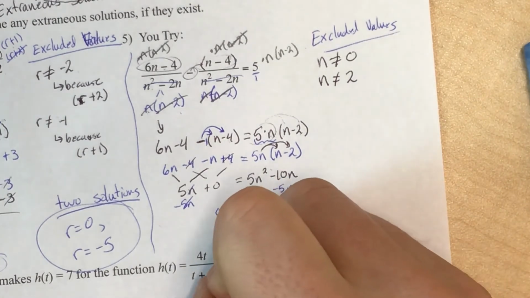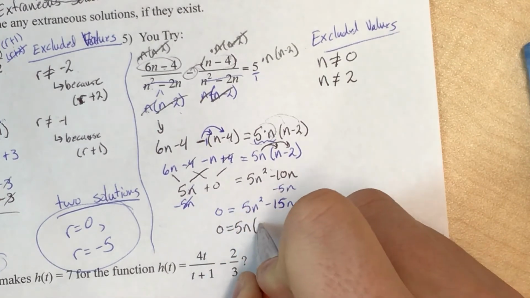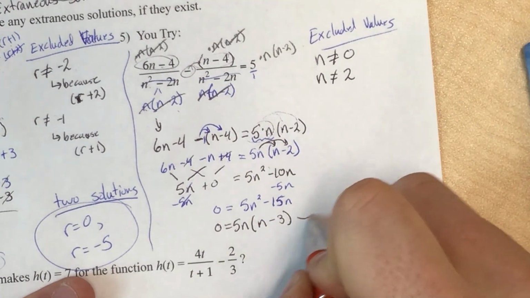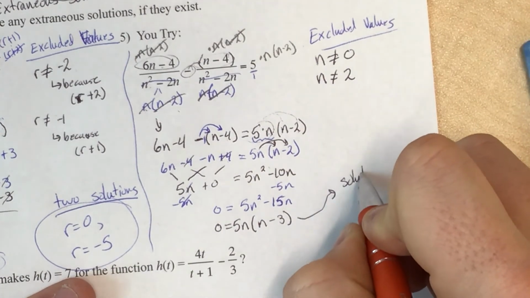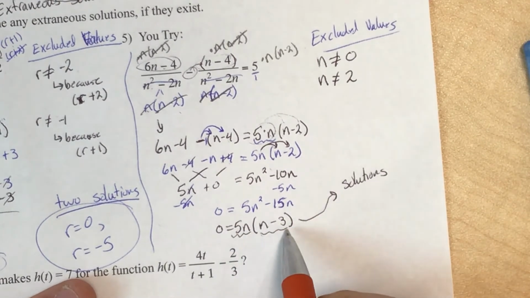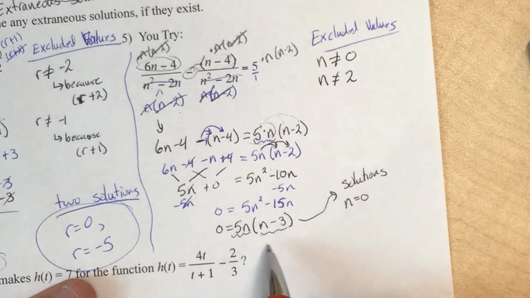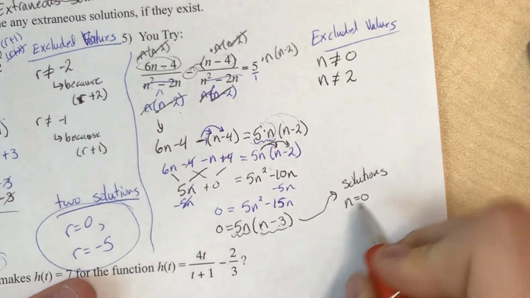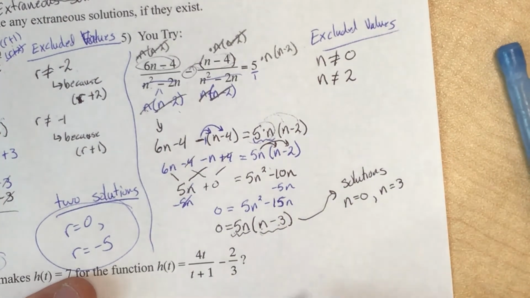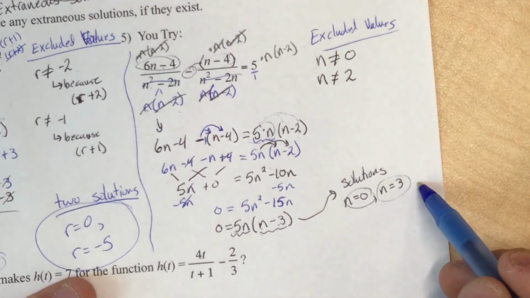And the last step, 0 is equal to, take the GCF of both of these, 5n. What's left over is n minus 3. And so our solutions: what makes 5n 0 and what makes n minus 3 0? So 5 times 0 is 0, so n is equal to 0. And n minus 3, that makes n equal to positive 3, because 3 minus 3 is 0. So these are the two solutions, 0 and 3.